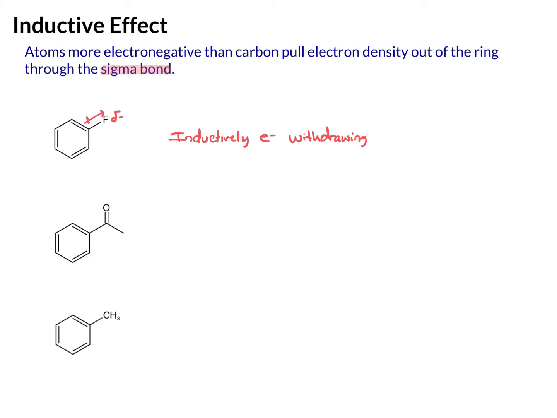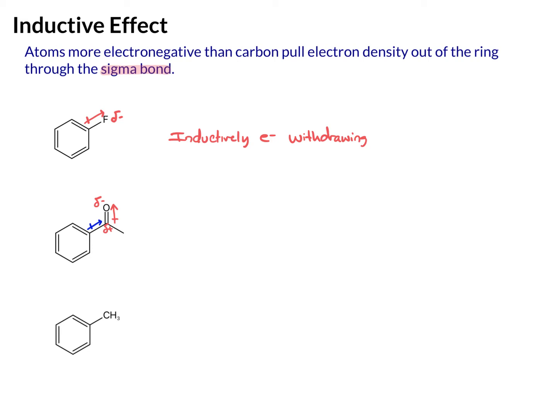In our next case, we have this carbonyl bonded to the ring. A couple of ways you can think about this. One is just in terms of the dipole here. So that gives the oxygen partial negative charge, the carbon partial positive charge. Well, if that carbon is partially positive charged, it wants electrons. So where does it get electrons from? It pulls them out of the ring. So again, this is inductively withdrawing.